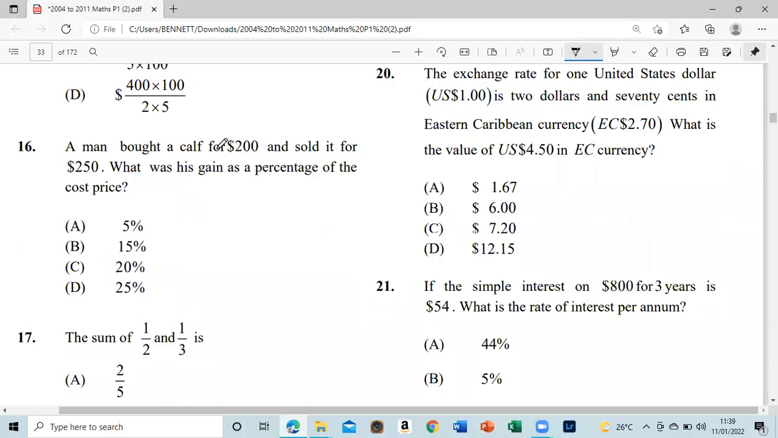A man bought a car for $200 and sold it for $250. What is the gain percentage on the cost price? So you make $50, right? And then you bought it for 200. So that works out to be a quarter, doesn't it? So this into this 1, this into this 4, so this into this 25. So you gain 25%, which is not bad.